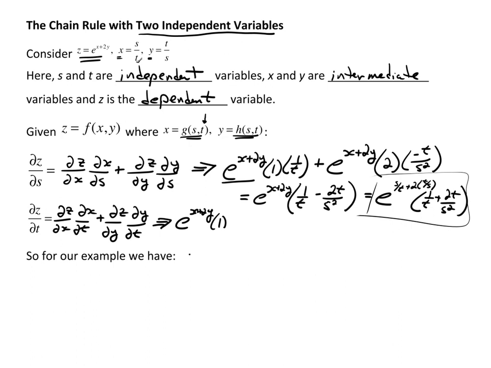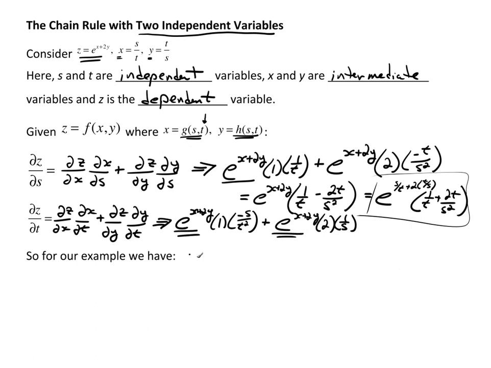Well, the partial of x with respect to t will be a negative s over t squared, plus the partial of z with respect to y. Again, I'm going to end up with e to the x plus 2y times 2 times the partial of y with respect to t, which is going to be simply 1 over s. So again, I think I'm going to factor out this e.